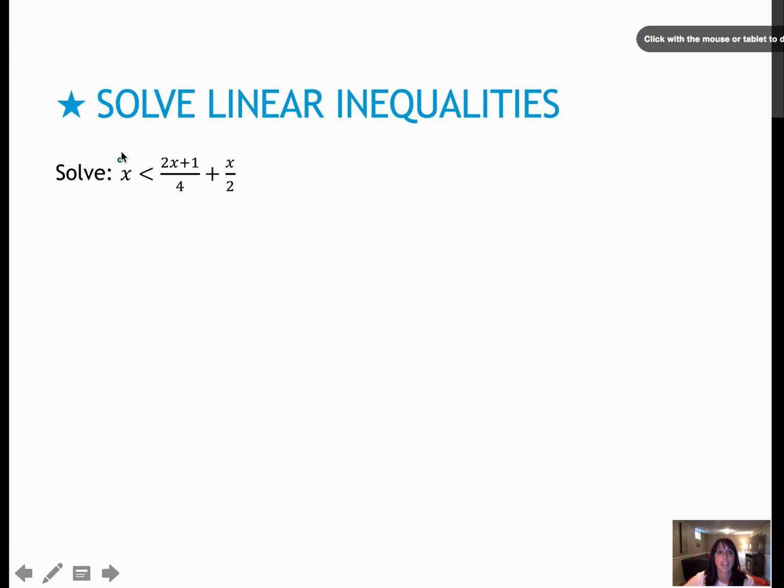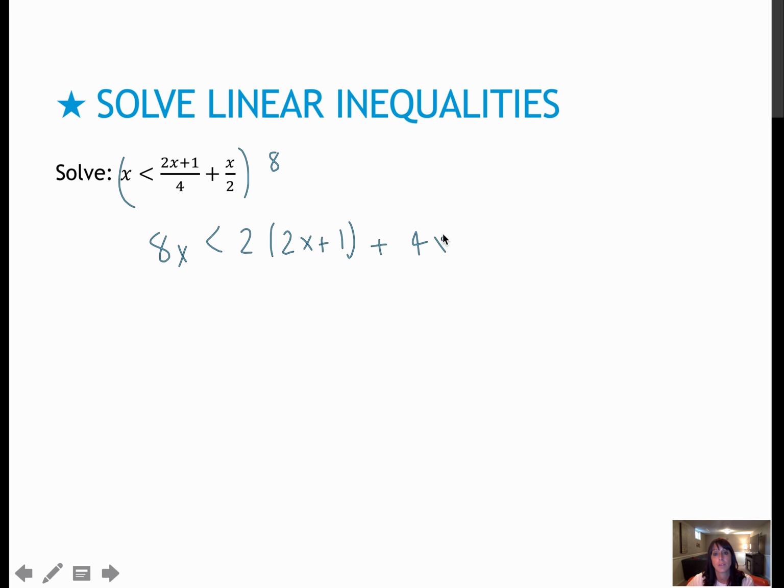For this question, again, I'm going to clear fractions by multiplying everything by 8. So x times 8 is 8x. This fraction times 8 would reduce and give me 2 times 2x plus 1, because the 8 and the 4 would reduce to 2 and 1. And multiplying this fraction times 8 would give me 4 times x.